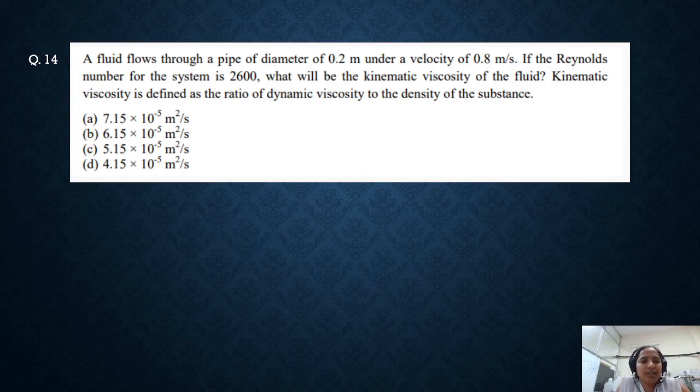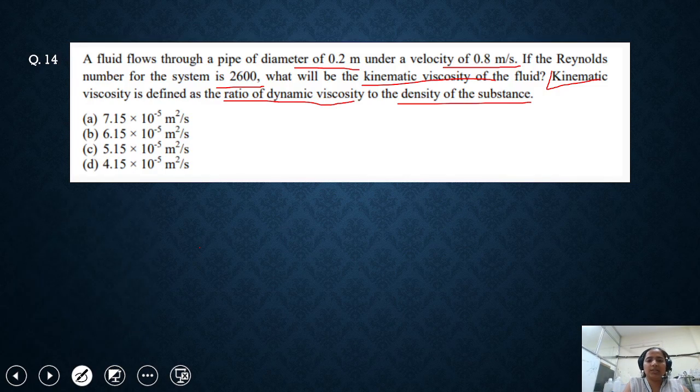Let's read the question. A fluid flows through a pipe of diameter 0.2 meter under a velocity of 0.8 meter per second, and if the Reynolds number for the system is 2600, what will be the kinematic viscosity of the fluid? So they are asking about the kinematic viscosity. They have given that kinematic viscosity is defined as the ratio of dynamic viscosity to the density of the substance. They have provided you the definition.